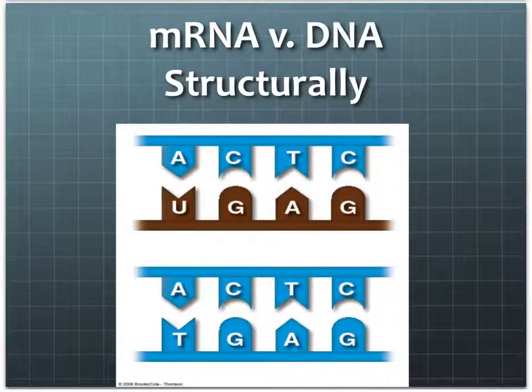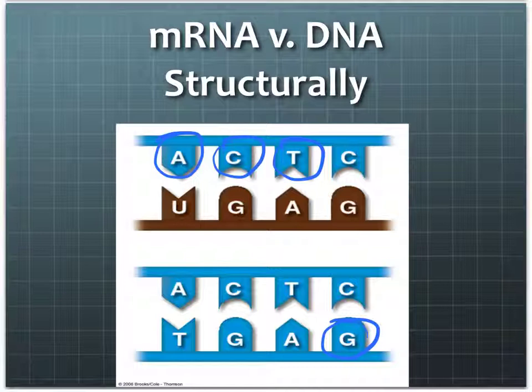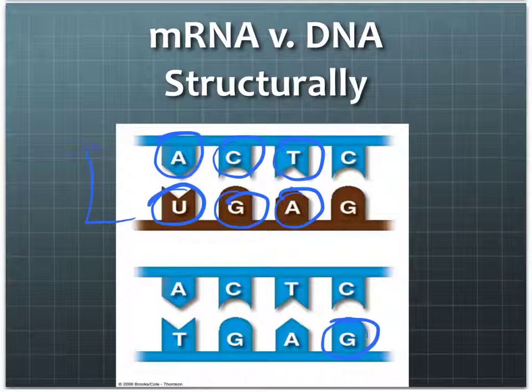Structurally, mRNA is extremely similar to DNA. However, while DNA contains the bases adenine, guanine, cytosine, and thymine, RNA contains the bases guanine, adenine, cytosine, and uracil instead of thymine. The base uracil forms a base pair with adenine.